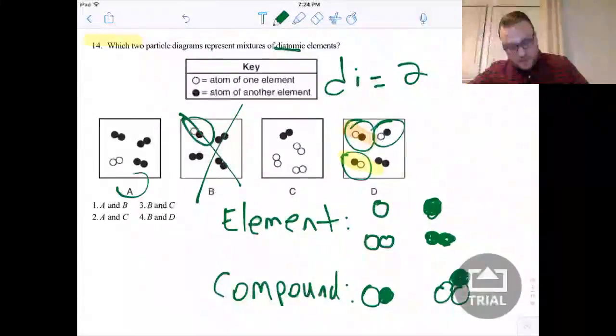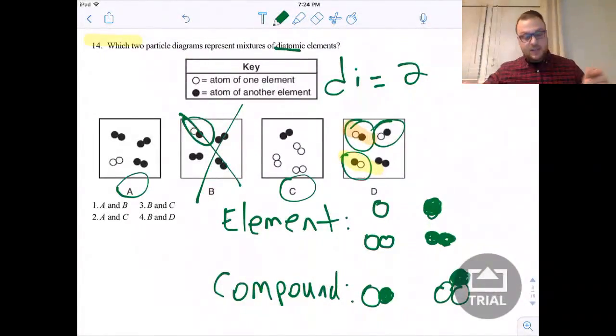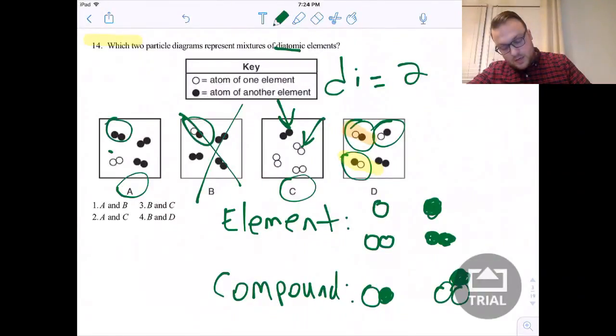And if I just want to check myself, I see an element here and an element there because they're the same. Even though there's 2 of them, they're the same. So they're an element. And I see one here and here. So the correct answer was A and C, which is 2.